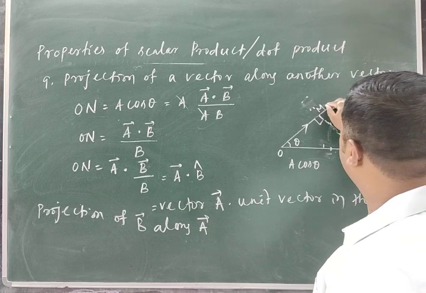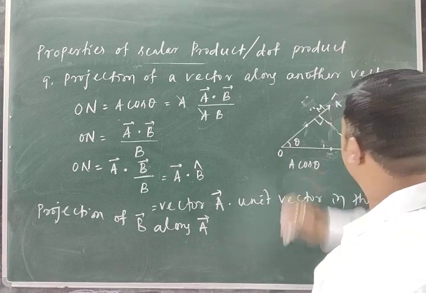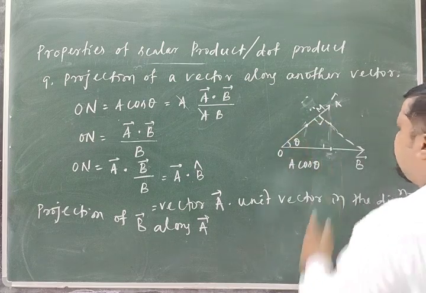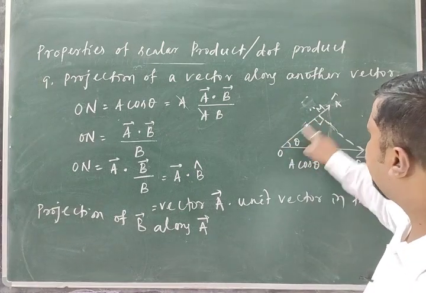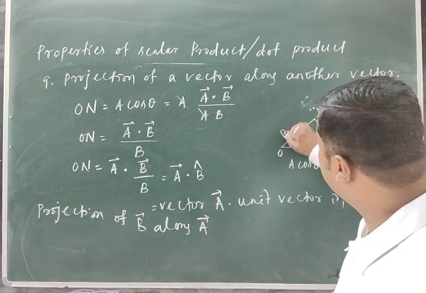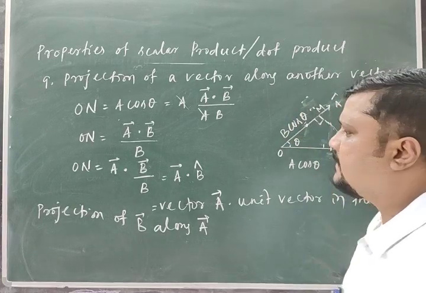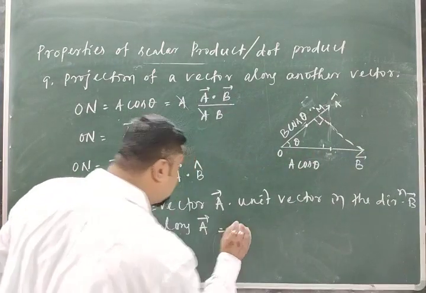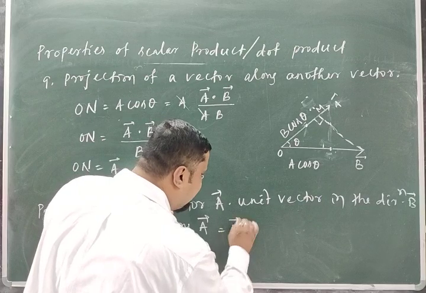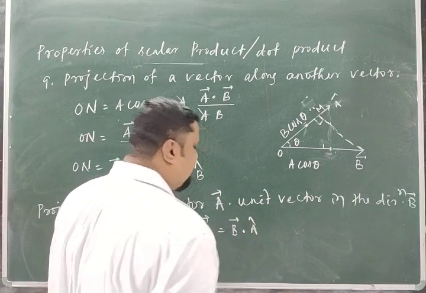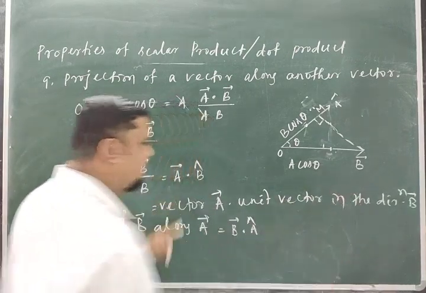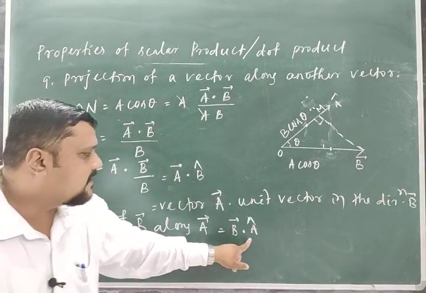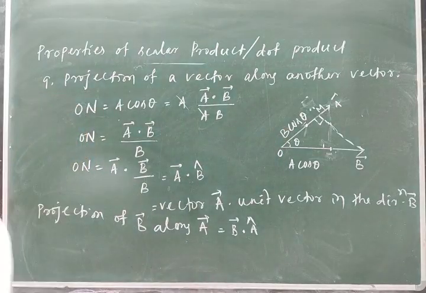Okay, this is the vector A. If B is the vector, draw a perpendicular. Let this meet OM. What is the component of B along OM? OM is equal to B cos theta. So the projection of B along A means B cos theta. Similarly, you will get vector B dot A cap, the unit vector along A. Same. Projection of A along B means A vector dot B cap, and projection of B along A means B vector dot A cap. You can do it like this.